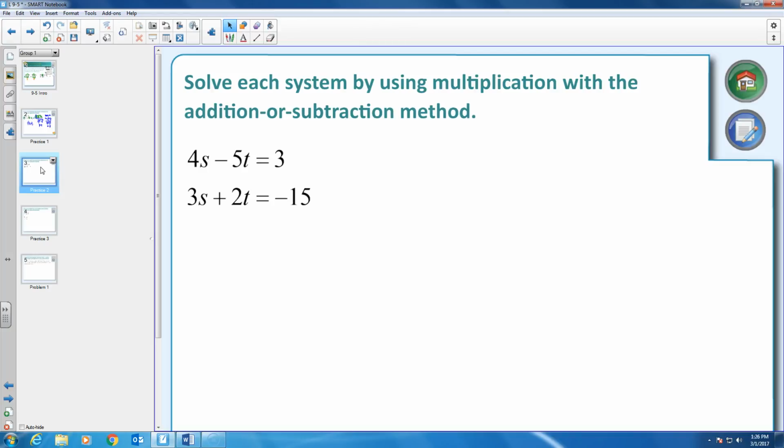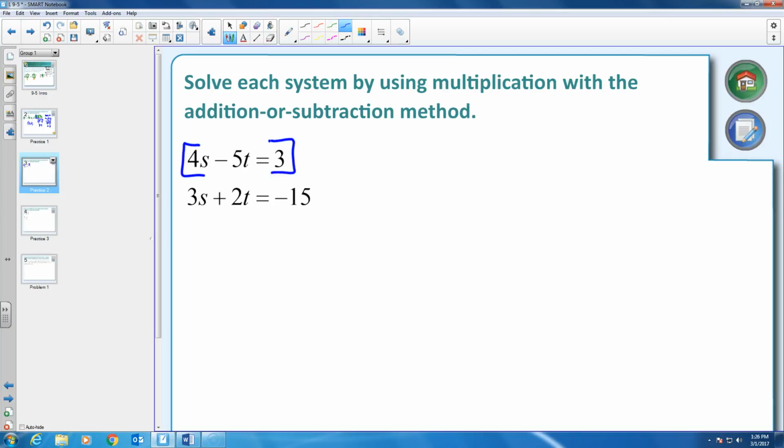Now again, when I look up there, are we going to eliminate S's, or are we going to eliminate the T's? Now you can do either one. But usually what I try to do is, if I've already got a letter that's got the plus and the minus thing going on already, see how it's minus 5t and plus 2t? I would get rid of the t's because I've already got the plus minus thing going on. So this time though, in order to eliminate the variable, we're going to have to multiply both equations.